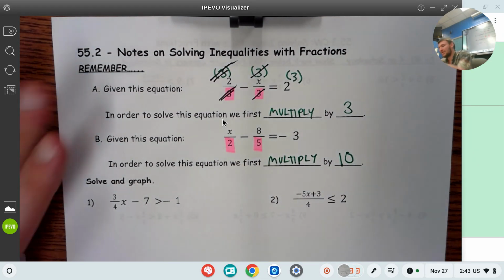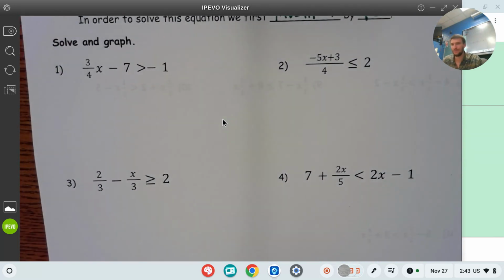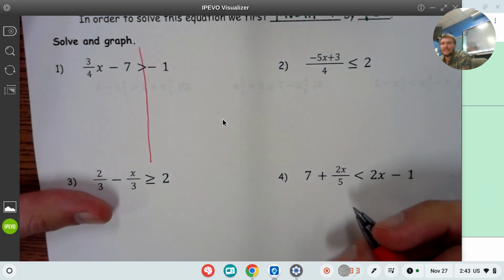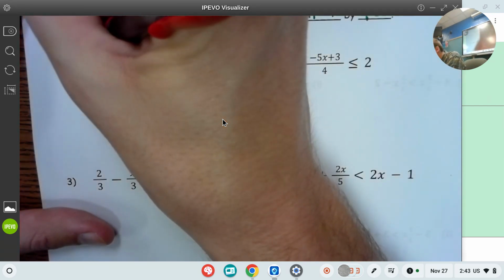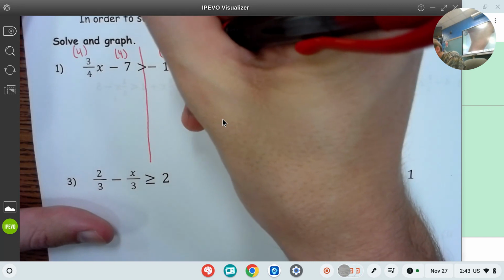All right? So, let's look at number 1. We're going to cruise through these questions, line down our equal sign. What number do you see that's in the bottom? 4. And so what are we going to do? Multiply times 4, multiply times 4, multiply times 4.